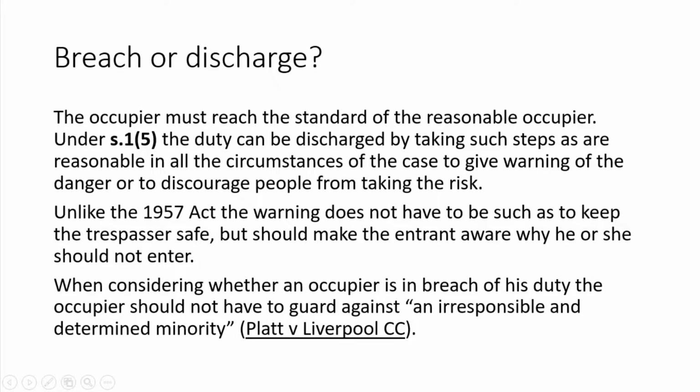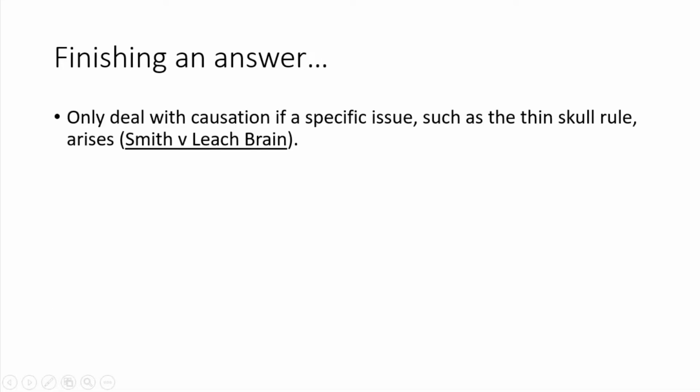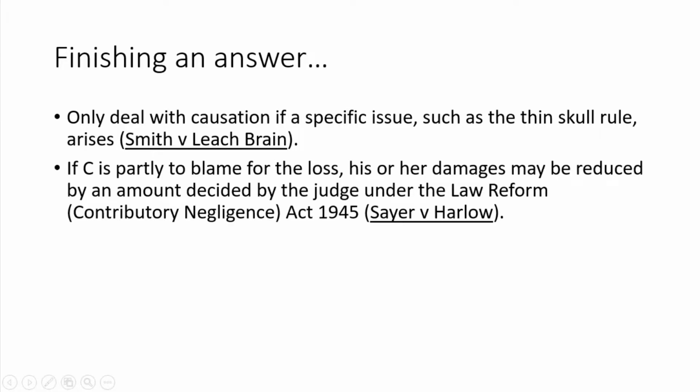Discouragement in section 1.5 just means things like having a fence or having locked doors or barbed wire or a guard dog or something like that. Any sort of discouragement, a wall or fence round the premises. So to finish off an answer, it's similar to the 57 Act, only deal with causation if there is a specific issue, such as the thin skull rule that has been given to you in the scenario.